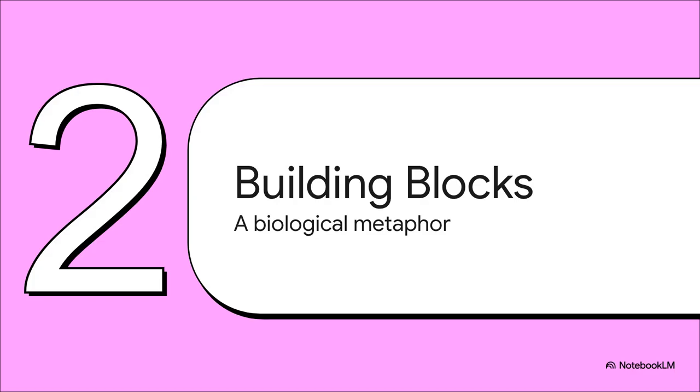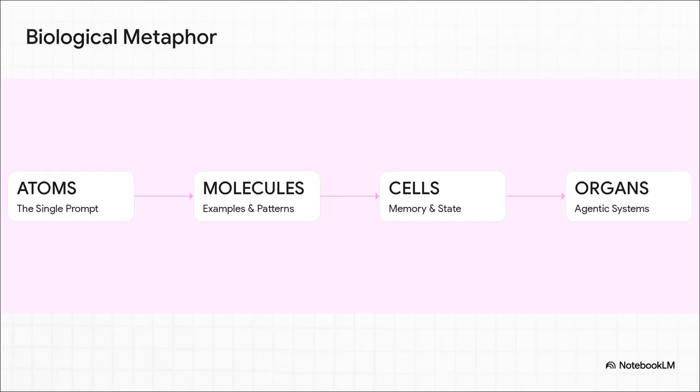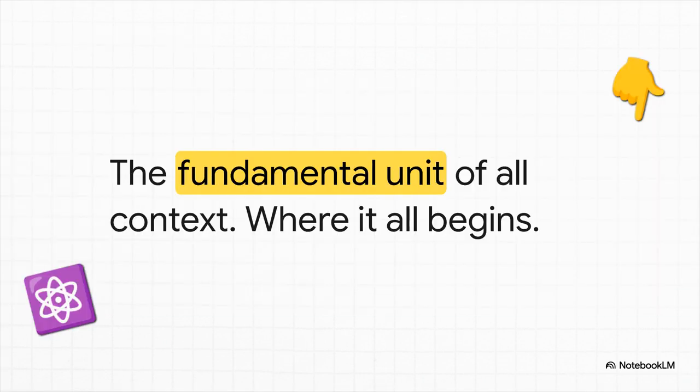To make this all feel a bit more concrete, let's try a metaphor, a biological one. We're going to build this idea of context up from its smallest possible part into a complex, functioning system, kind of like building a living thing from scratch. So here's our roadmap. We're starting with atoms. That's the simple single prompt. Then we're going to bond those atoms together to create molecules. These are your examples and patterns. From there, we build cells, which is where memory and state come into play. And finally, we assemble all of that into organs, which are these powerful agentic systems that can do some seriously complex work. So let's start at the beginning with the atom.